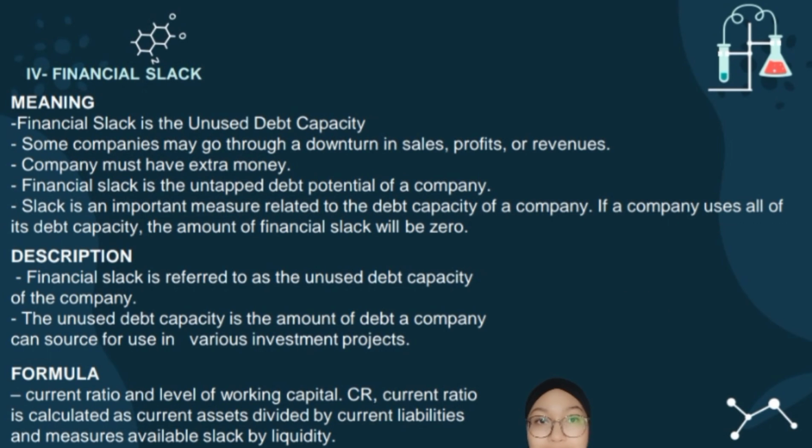Formula of financial slack. Available slack is measured by two indicators: current ratio and level of working capital. CR is the current ratio, calculated as current assets divided by current liabilities, and measures available slack by liquidity. Current ratio measures firm liquidity by comparing available liquid assets to short-term financial needs.